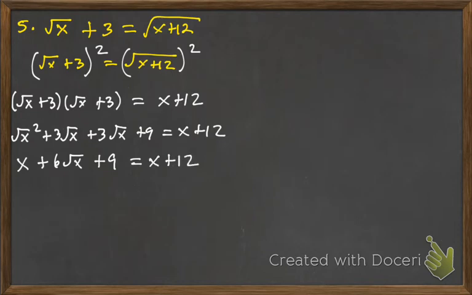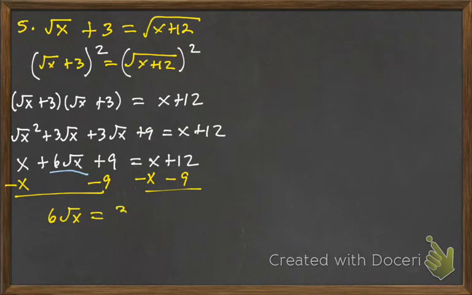So our guidelines, I think, were to isolate a radical, square or cube, depending on what we had. So it looks like we're only looking at square roots. Once we've done that, then we need to isolate a radical again. So this time the radical is the 6 and the square root of x. We can include all of it. It's really just the square root of x, but that's the term we would like to isolate. So to do that, we need to subtract x and subtract 9. And we have 6 square roots of x is equal to 3.